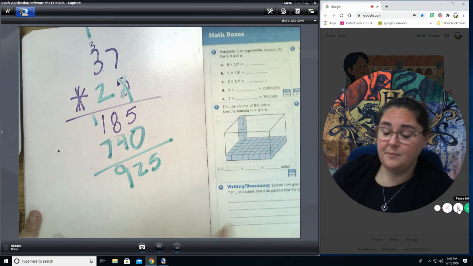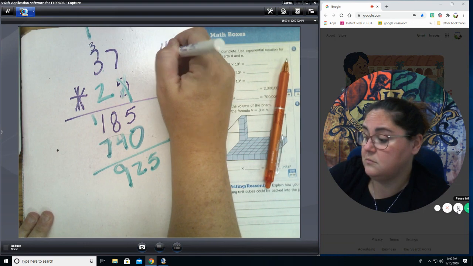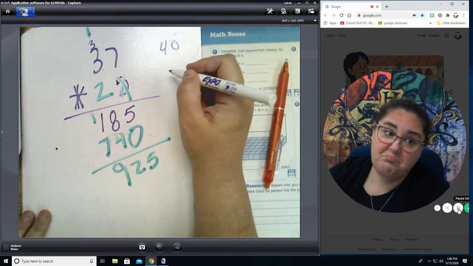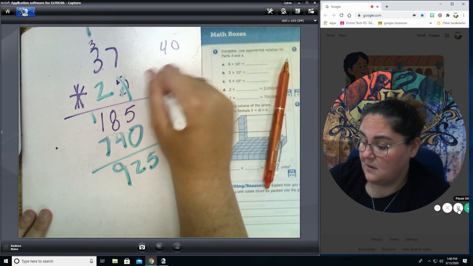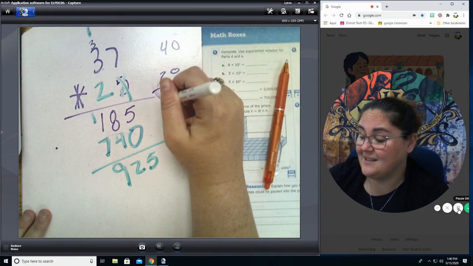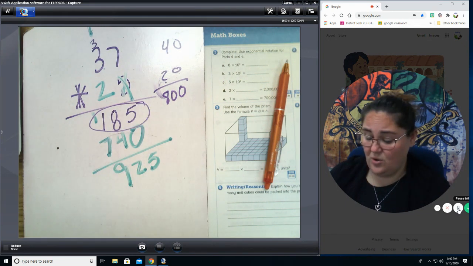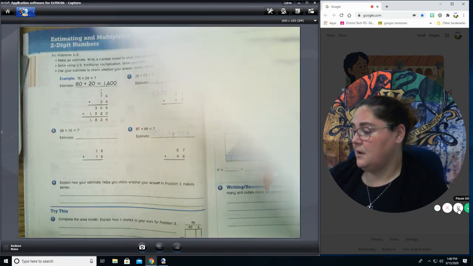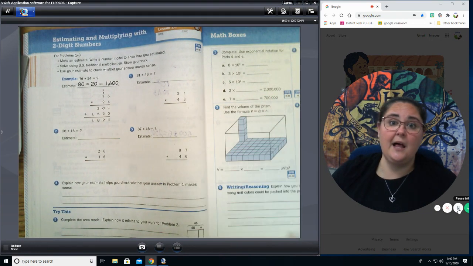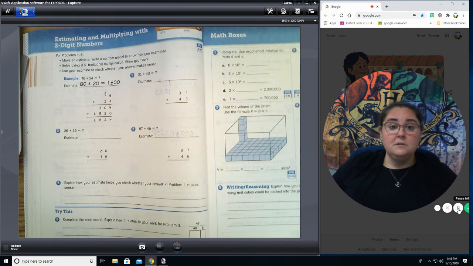Okay? Because if I did 30, to me, that's close to 40. 25, I'll say is even close to 20. 40 times 20 is 800. So if my answer was 185, that is nowhere near my estimate. That means that I know I messed up. So doing an estimate is going to help you figure out, am I close to the right number? Does my answer make sense?